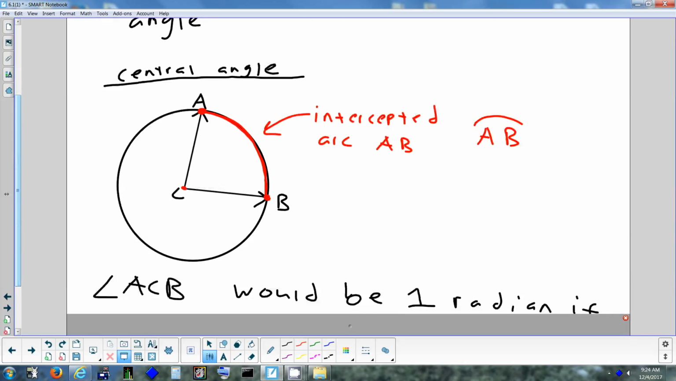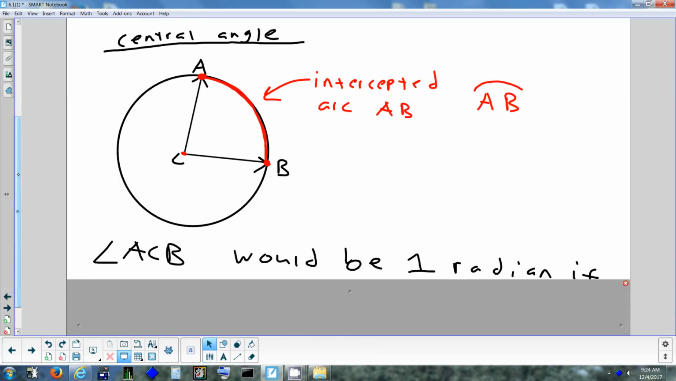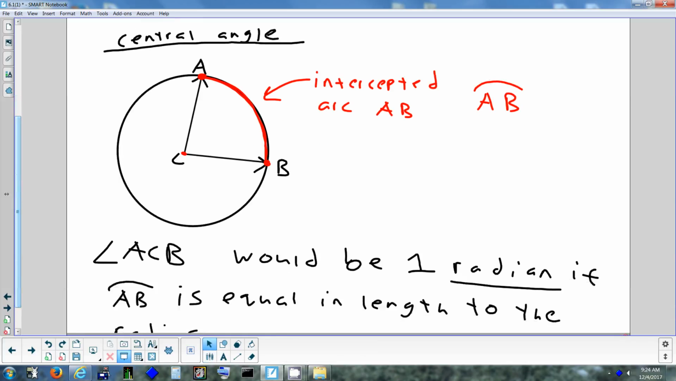All right, so angle ACB would come out to exactly 1 radian if something special happened. The special thing is if you took a piece of string and measured arc AB, laying the string on that arc, measured it exactly, then straightened it out to get the distance. Then measure the radius. If the size of the arc and the size of the radius came out exactly the same, then you've just drawn an angle that is 1 radian.